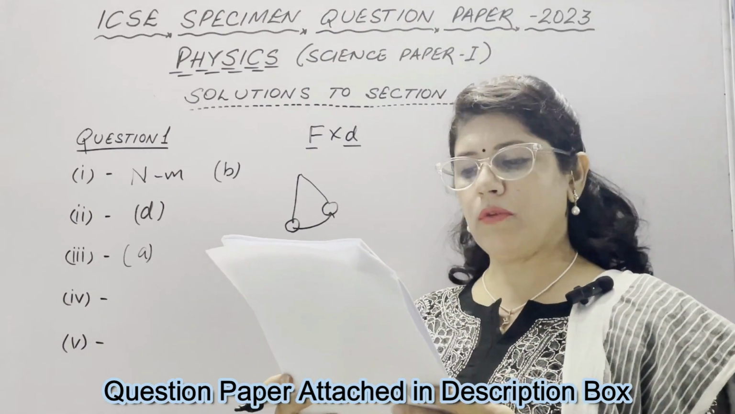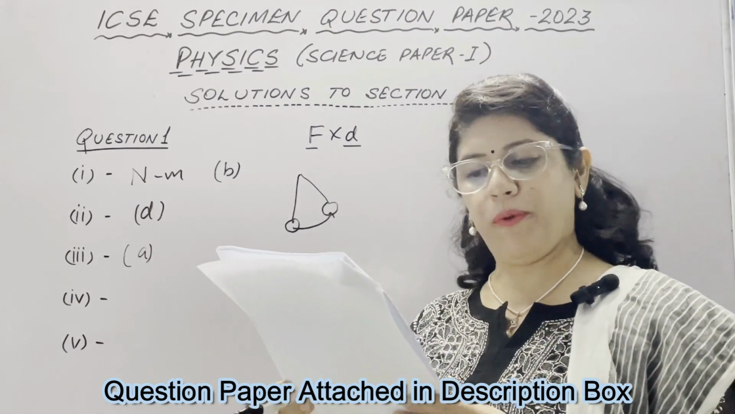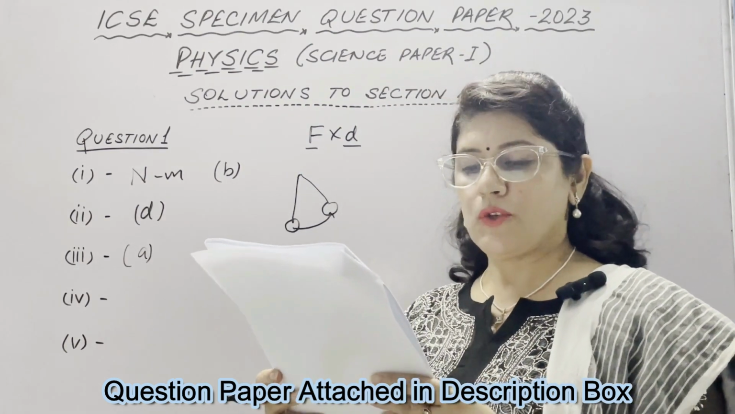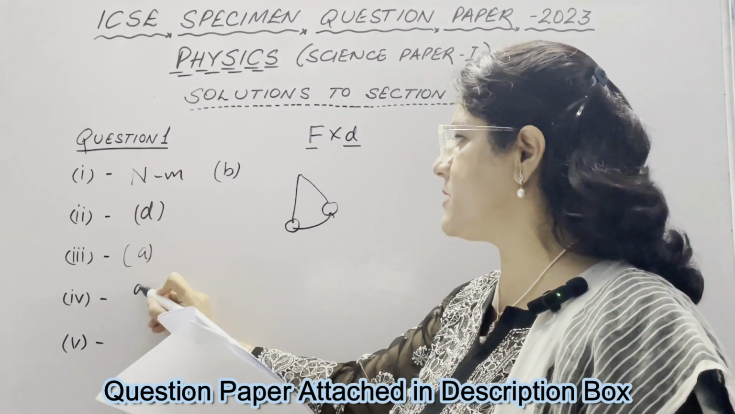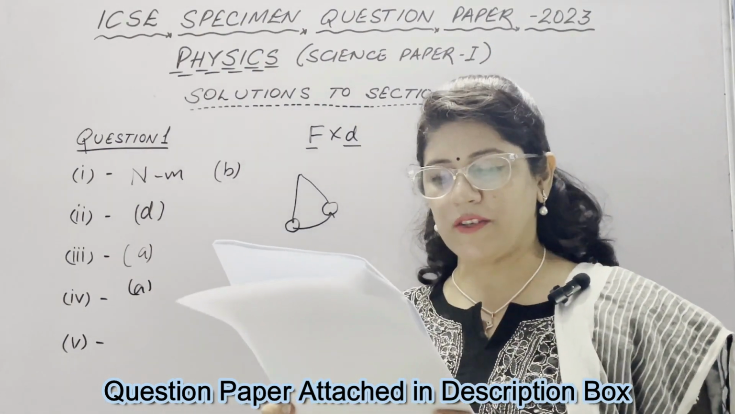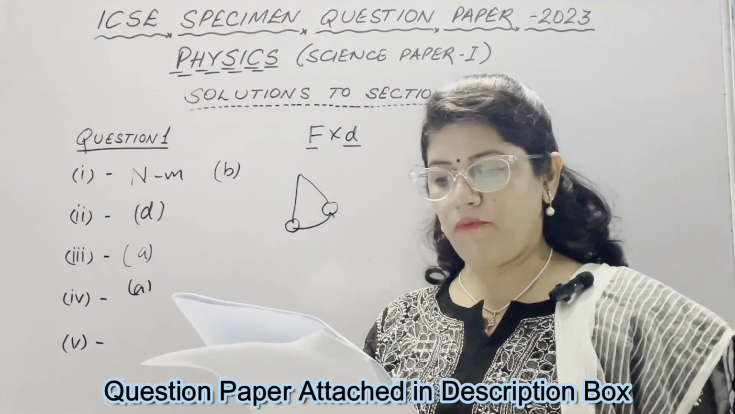Now, which of the following nuclear radiations can be stopped by a sheet of paper? We all know the penetrating power of alpha radiation is less. So alpha is the correct answer. It means option A.